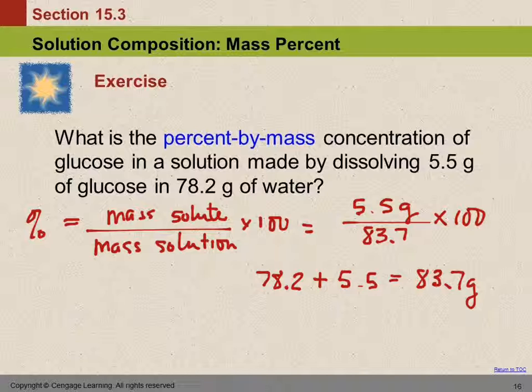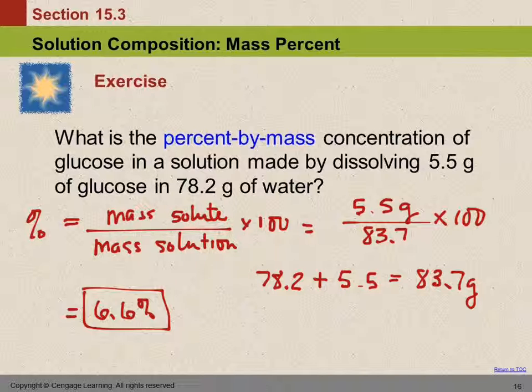So 5.5 divided by 83.7 times 100. We should have two sig figs, and so our percentage will be 6.6%. So this solution is 6.6% glucose.